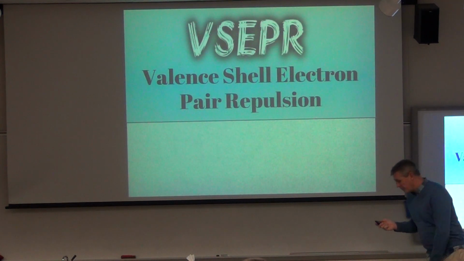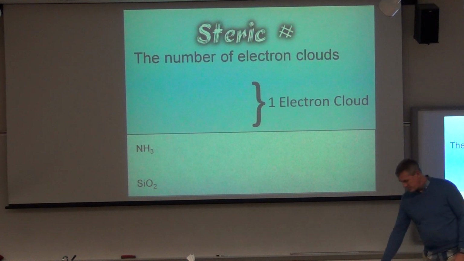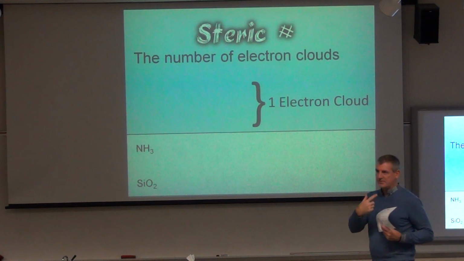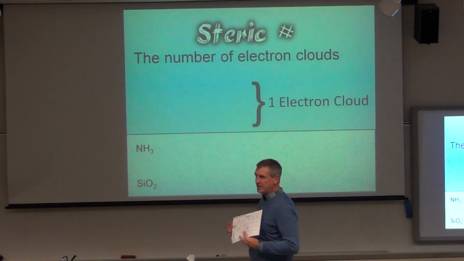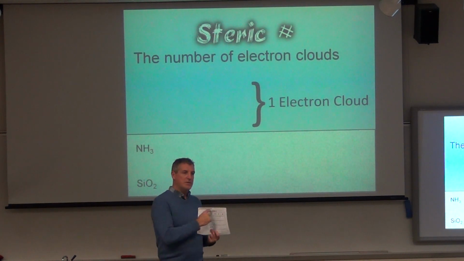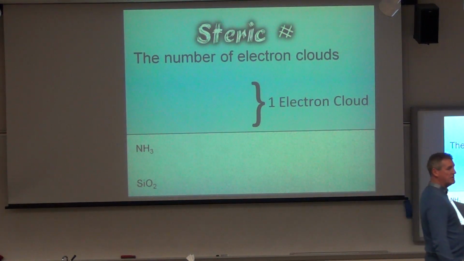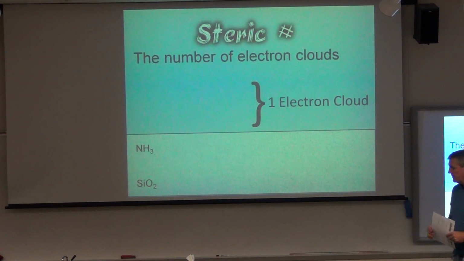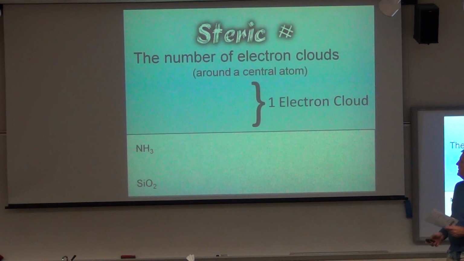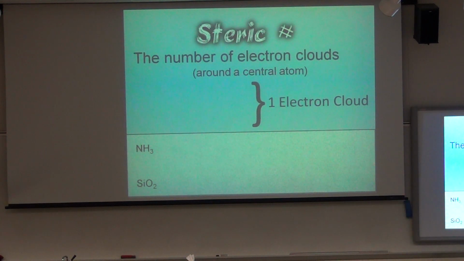So we're going to start simply and get more complex. You've got a couple of bold letters on that note-taking sheet. We've already identified what VSEPR stands for. The steric number, which is the heading across the top, refers to the number of electron clouds that we're dealing with. And more specifically, it's the number of electron clouds around the central atom.